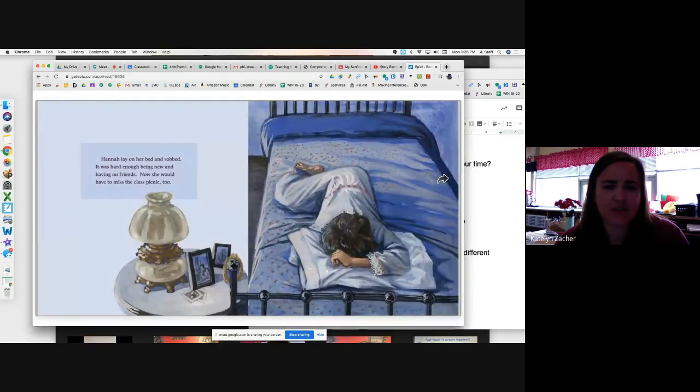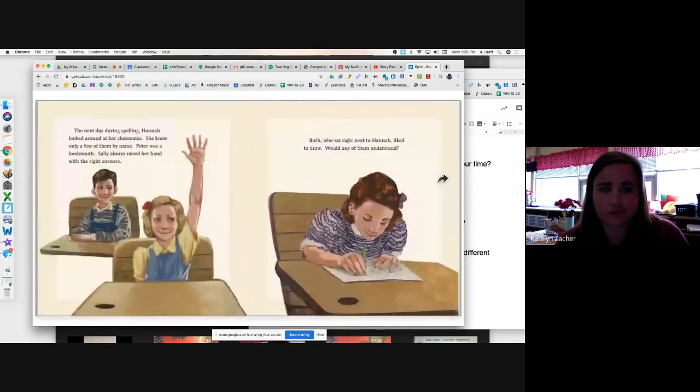Hannah lay in her bed and sobbed. It was hard enough being new and having no friends. Now she would have to miss the class picnic too. The next day during spelling, Hannah looked around at her classmates. She knew only a few of them by name. Peter was a loudmouth. Sally raised her hand with all the right answers. Ruth, who sat right next to Hannah, liked to draw. Would any of them understand?